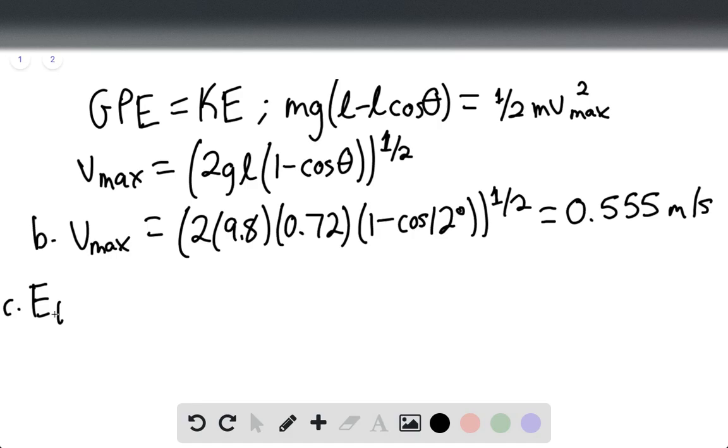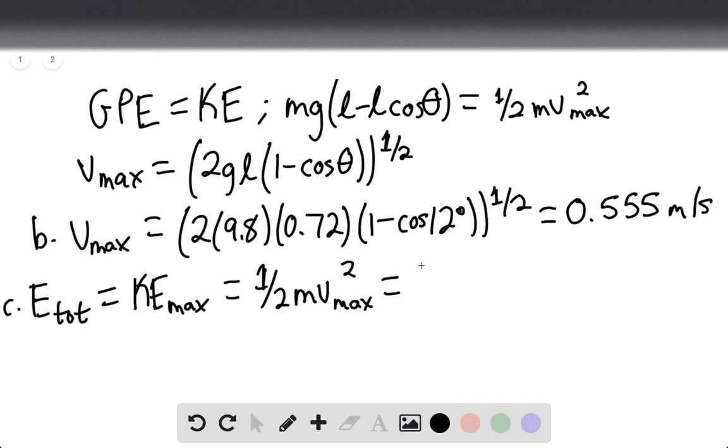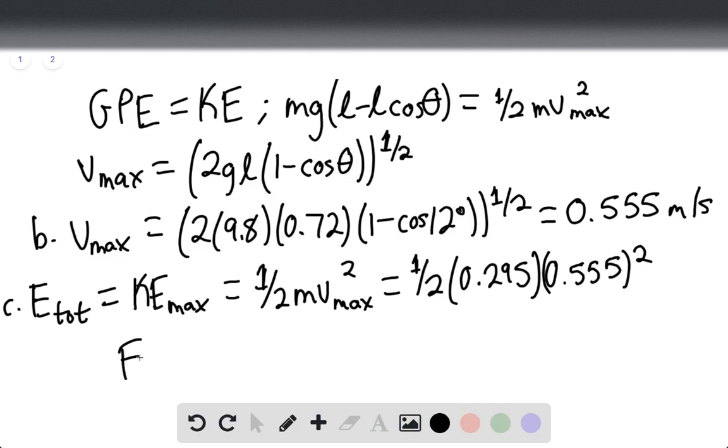And then for part C, the energy total can be simply the kinetic energy max, because that's the maximum amount of energy in the system. So this is simply going to be 1/2 m v max squared. So this will be 1 over 2 times 0.295, and then times 0.555 squared. And we get that the total amount of energy is going to be equal to 0.045 joules.